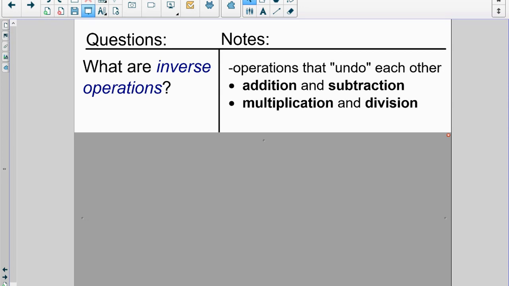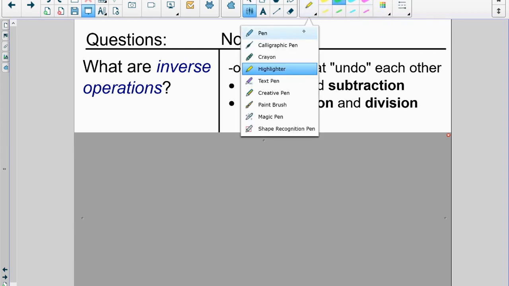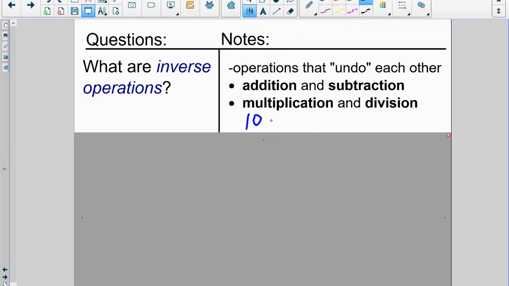Operations that undo each other, like addition and subtraction, or multiplication and division. So if you think about it, let's take a number like 10. If I add 3, how would I undo adding 3? I would subtract 3. 10 plus 3 is 13, and 13 minus 3 is 10. So whatever operation you do to the 10, you can undo that with an inverse. If I divide it by 2 and then multiply it by 2, I'll still get 10. 10 divided by 2 is 5. 5 times 2 is 10. So multiplication and division will also undo each other.